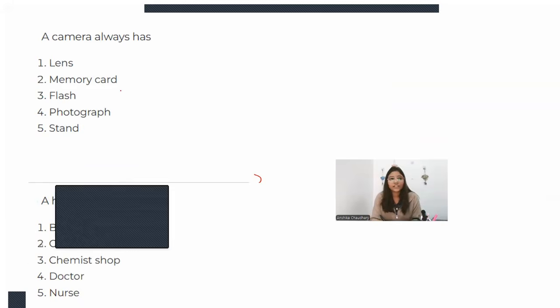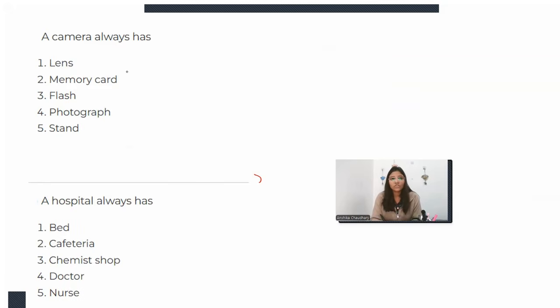The next question is, a camera always has. Although these things are important, right? Somehow, all the things, or maybe more than one thing, is important, but what is the most important thing? We need to figure it out, right? For a camera, without a lens there is nothing, right? So lens will be the correct answer here.